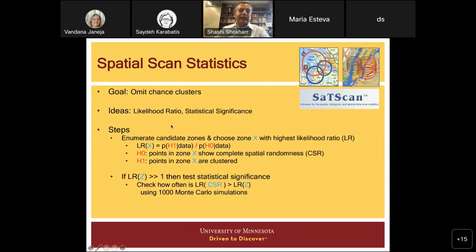For those circles, they first check the likelihood ratio, the inside density versus outside density. If that passes a threshold, then they check for statistical significance by generating a bunch of Monte Carlo simulations of complete spatial randomness and see how likely we are to get a similar likelihood ratio, right? If it passes both thresholds, then they will say, okay, at least this particular dense area is statistically significant, and further investigation can happen from a public health perspective.